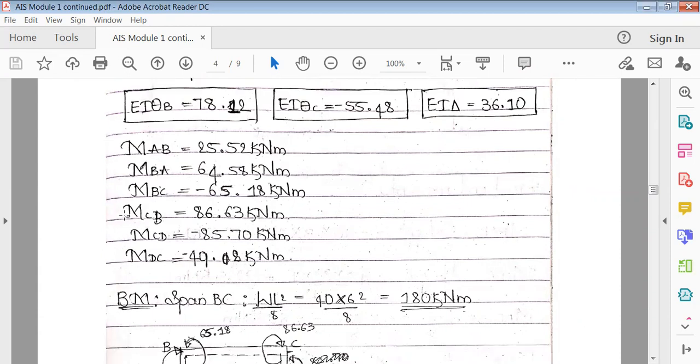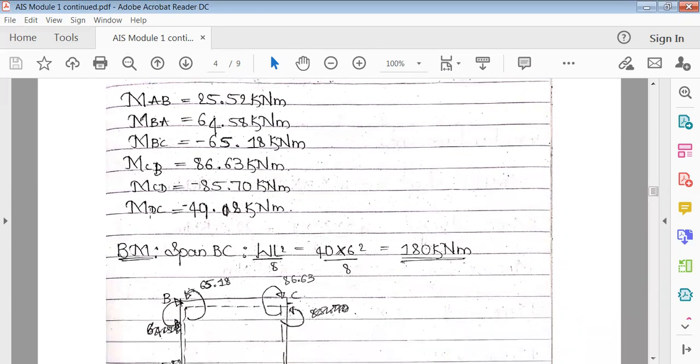Similarly, here also MCB and MCD should be almost equal and opposite. Here there is a little error. Of course, if there is a difference of 1 kilonewton meter also, that's okay, because sometimes we don't consider the third decimal place. That's why there is an error here. Then MDC is this value.